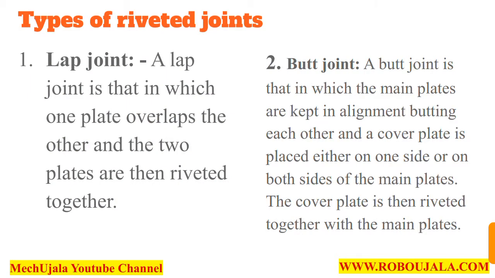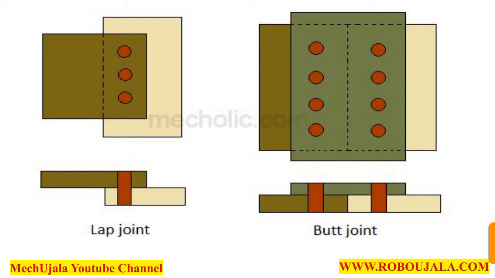Now, what are the different types of riveted joints? So there are only two types of riveted joints. First one is lap joint, second one is the butt joint. So in a lap joint, one plate overlaps the other, and the two plates are then riveted together.